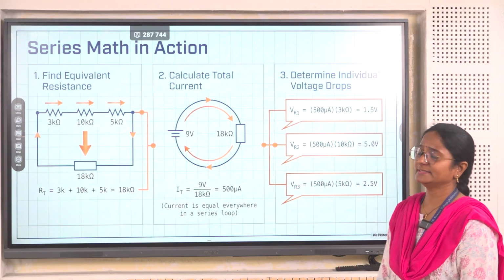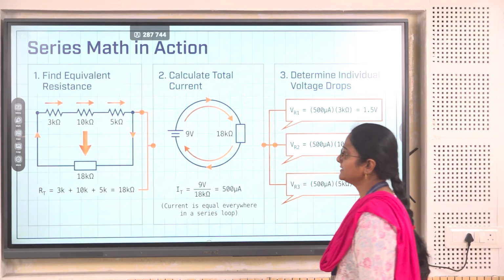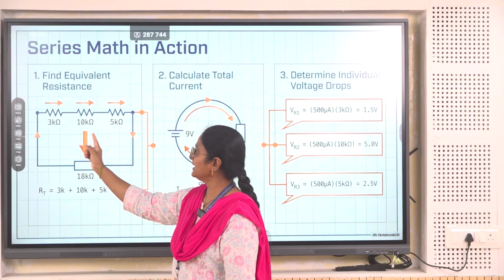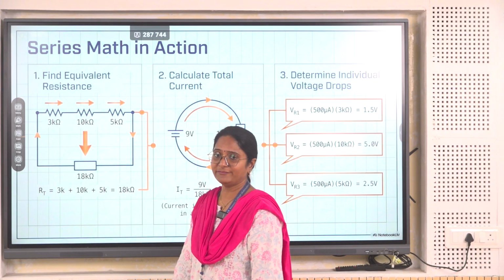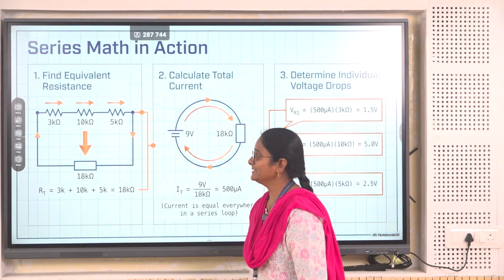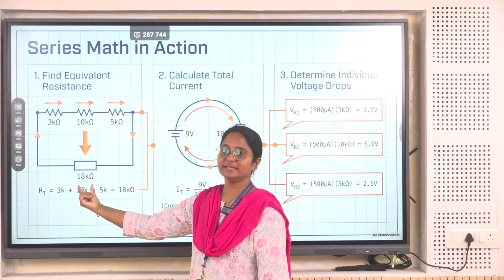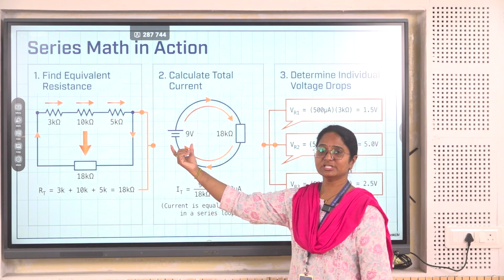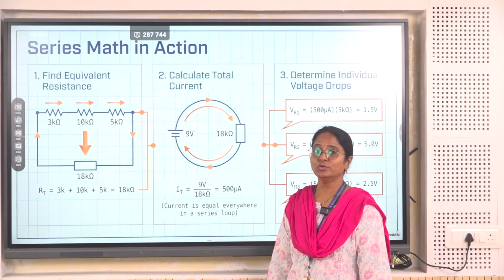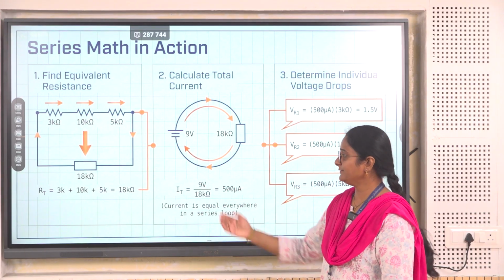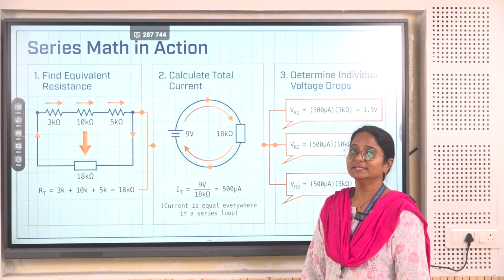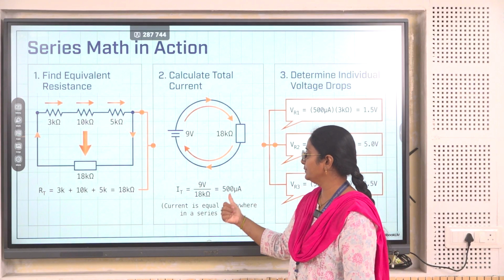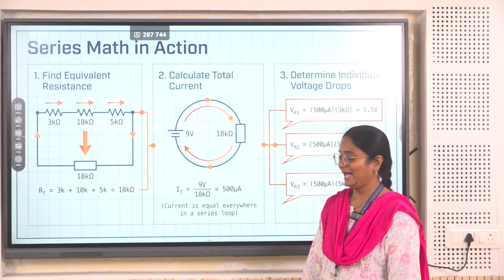When the series action is performed, you can see 3 resistors as an example. The first resistor is 3K, the second 10K and the third is 5K. They are connected in series, hence the equivalent resistance which we get is 18K. And if a voltage of 9 volt is connected across this 18 kilo ohm resistance, then the current flowing through the series circuit would be 500 microamperes.